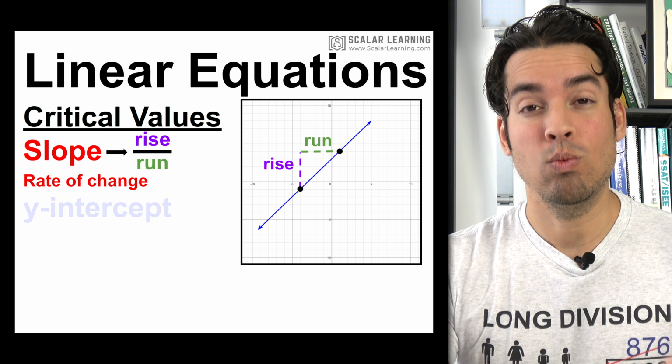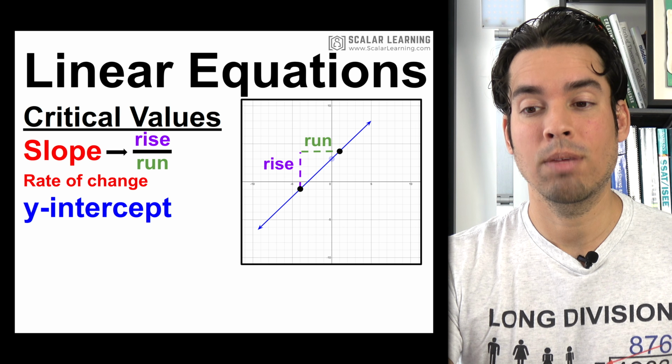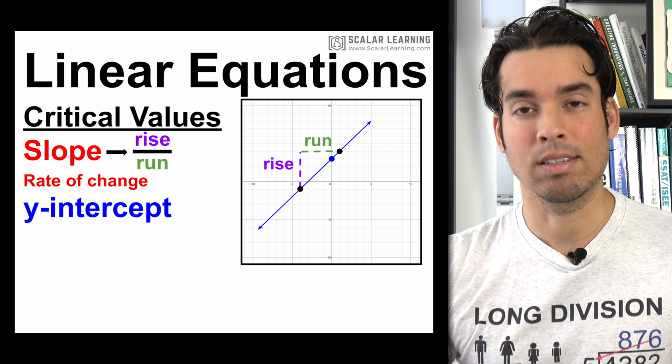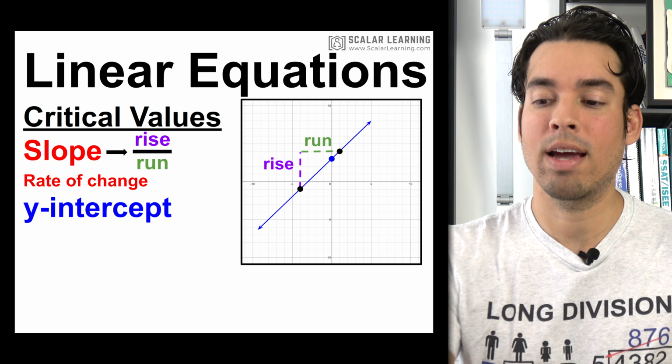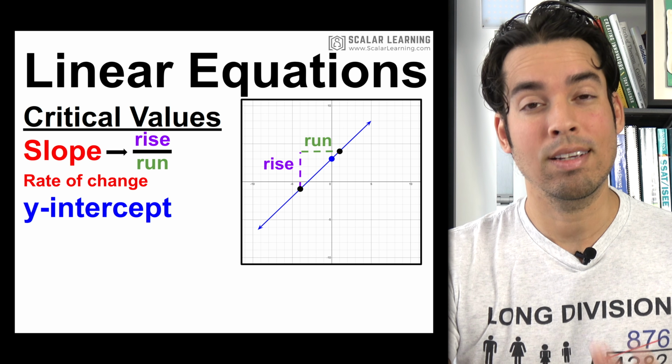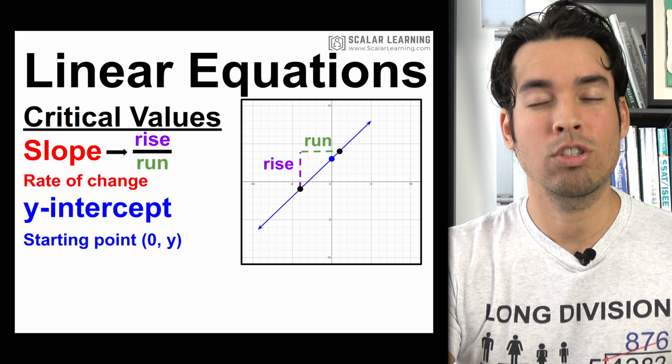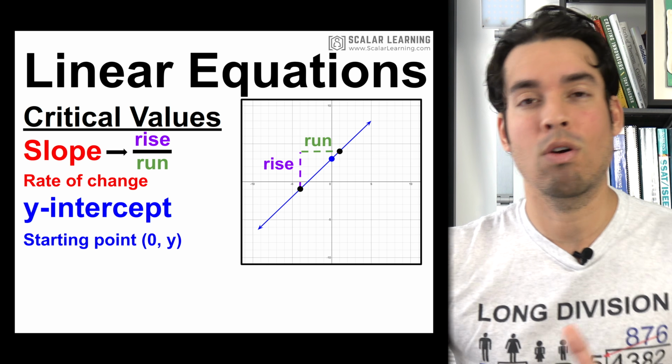Now let's talk about the y-intercept. The y-intercept, as you can see on the graph right here, is where it hits the y-axis. Okay, so this is literally where it's hitting the y-axis. And the way we think about this when we're interpreting a linear function or a linear equation, it is usually our starting point, right? It's our starting value, our initial value.